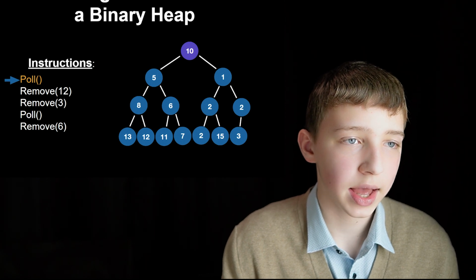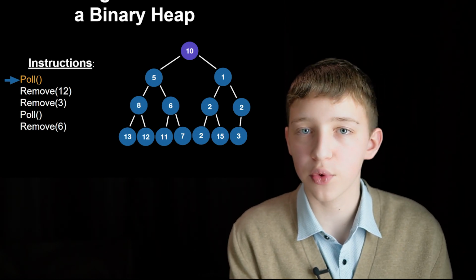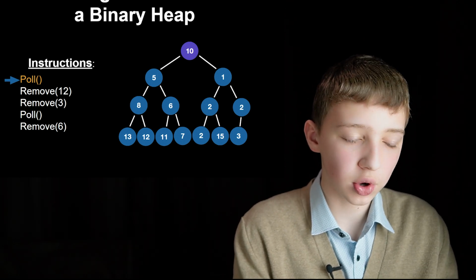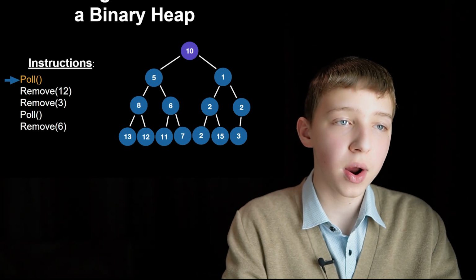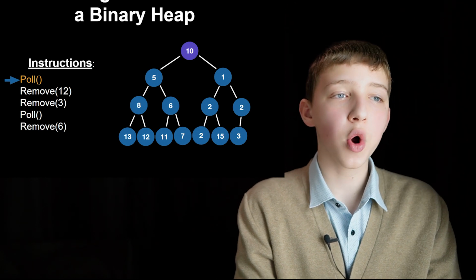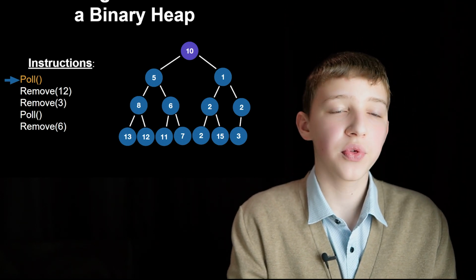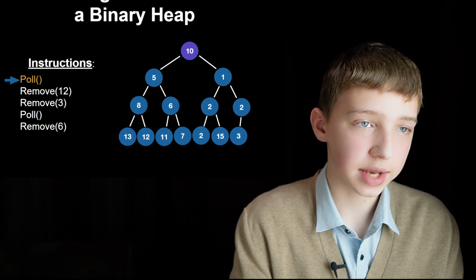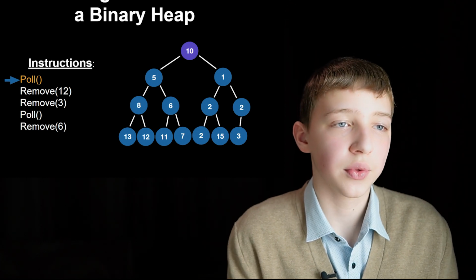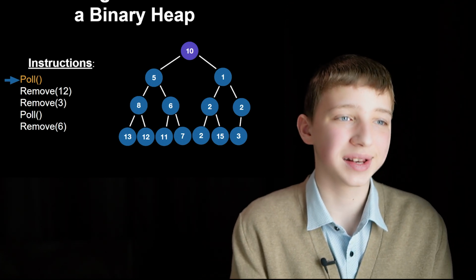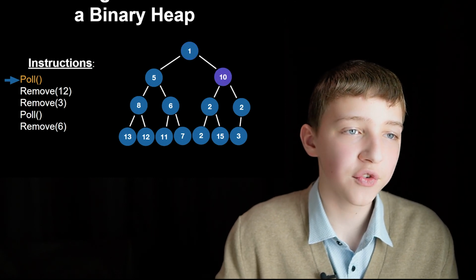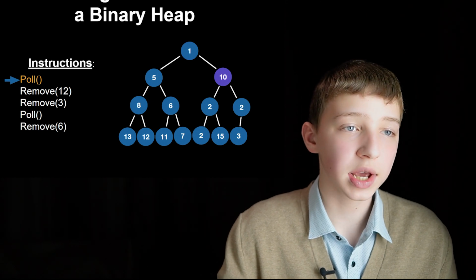When there are child nodes that are both less than our node, but one of them is smaller than the other, we swap it with the smallest one. In this case, that is 1. So 5 is greater than 1, so we're swapping it with 1.